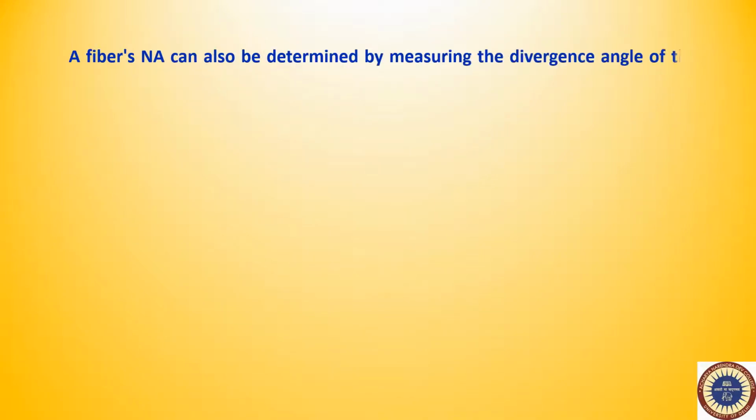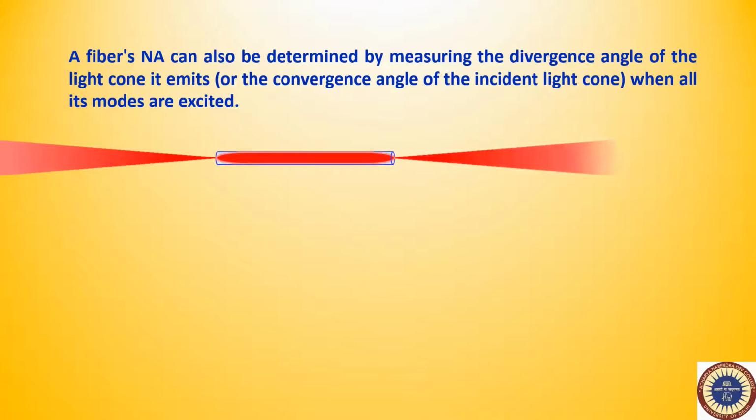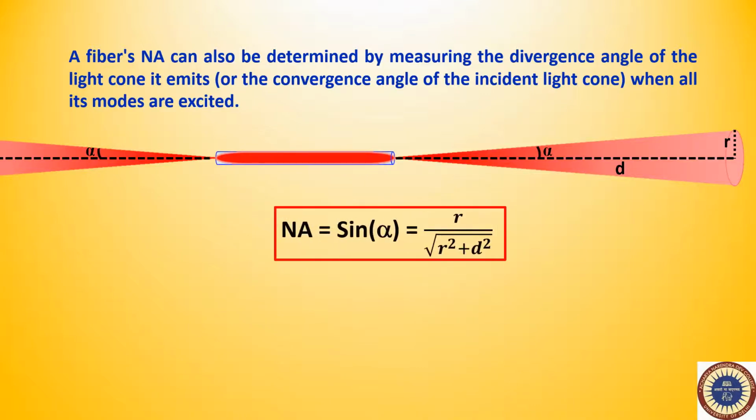A fiber's numerical aperture can also be determined by measuring the divergence angle of the light cone it emits, or the convergence angle of the incident light cone, when all its modes are excited. Suppose this is the fiber, this is the incident light cone which is coupled into the fiber, and this is the light cone emerging out of the fiber. Let small r be the radius of the emerging light spot at a distance small d. So if we have the values of r and d, numerical aperture can be easily evaluated using this formula.